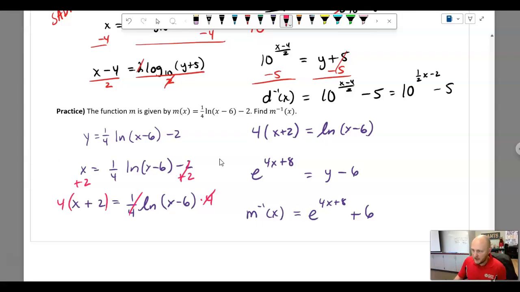Then the first thing I did was I distributed. So 4 times x and 4 times positive 2 gives me 4x plus 8. You can see this here. And then I went ahead and raised both sides by base e, right? So that's going to cancel that, and we get y minus 6 is equal to e to the power 4x plus 8. And then I just added 6 to both sides. And there you have it. M inverse is equal to e to the power of 4x plus 8, plus 6.